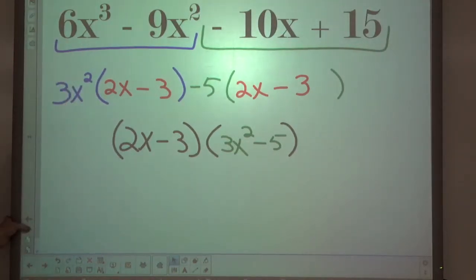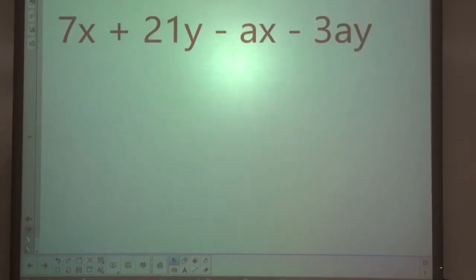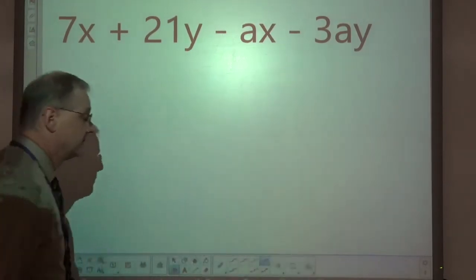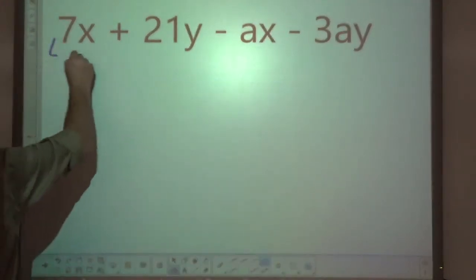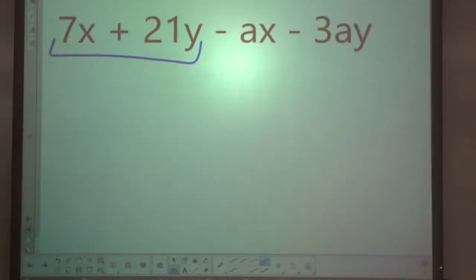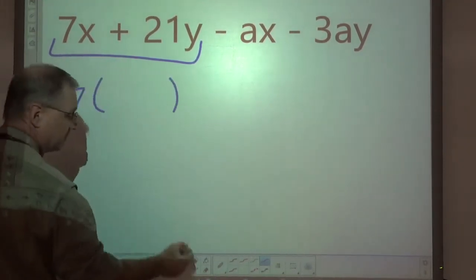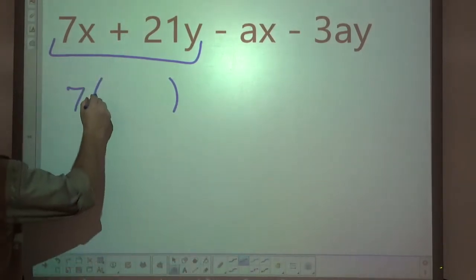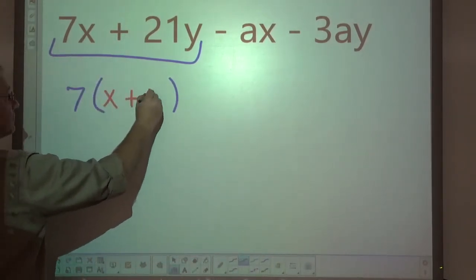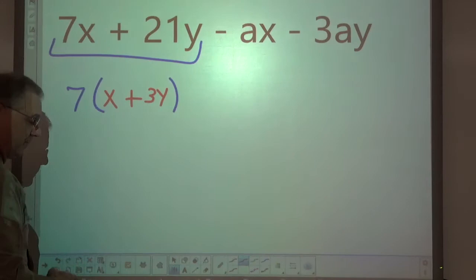Let's take a look at another style of group factoring, and that's one like this. This one, when you first look at it, you're like, hey, that doesn't look like the last ones we did. That's correct, it doesn't. I look at the first two terms though, it does have 4 terms. So I look at the first 2 terms and I see a 7 that they have in common. So I'm going to pull out a 7 and that leaves me with x plus 3y.